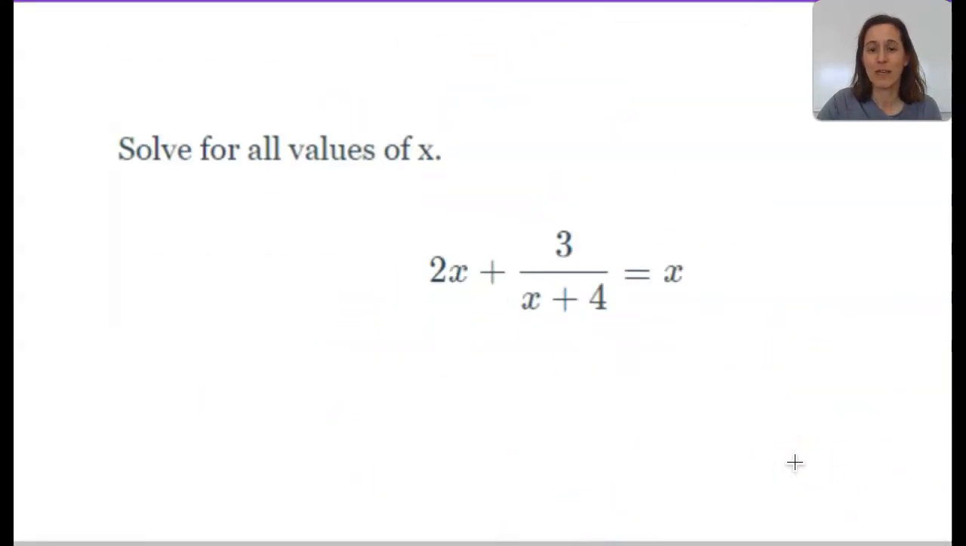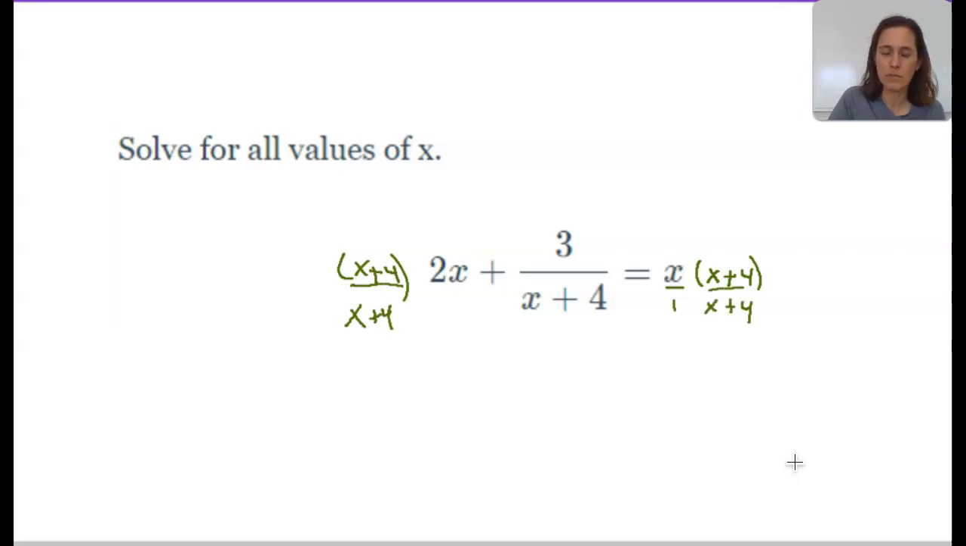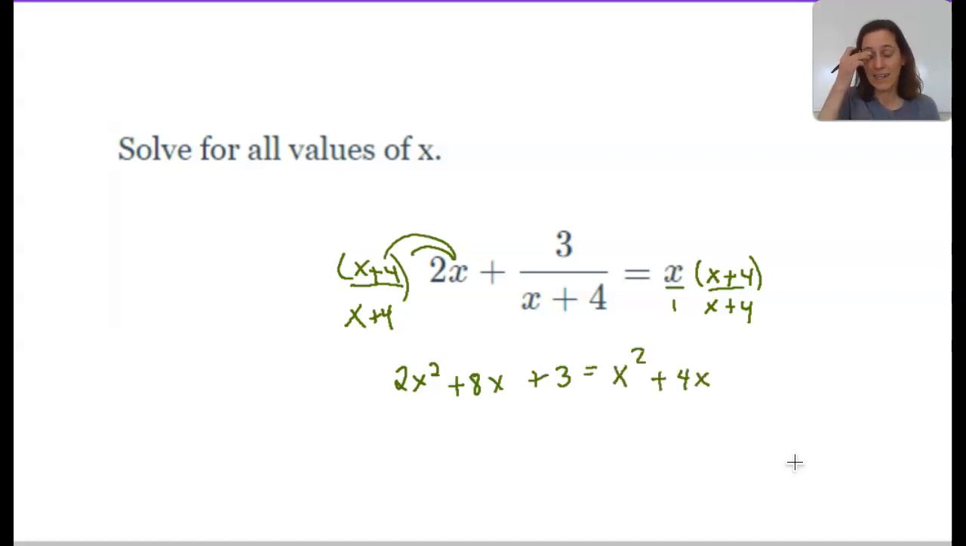The second example, we again have to find a common denominator. In our case would be x plus 4. So I'm going to multiply by x plus 4 to both the 2x and the x, because the middle term already has an x plus 4. So then I would get, let me rewrite that. You would get 2x squared plus 8x by distributing the 2x plus 3 is equal to x squared plus 4x.